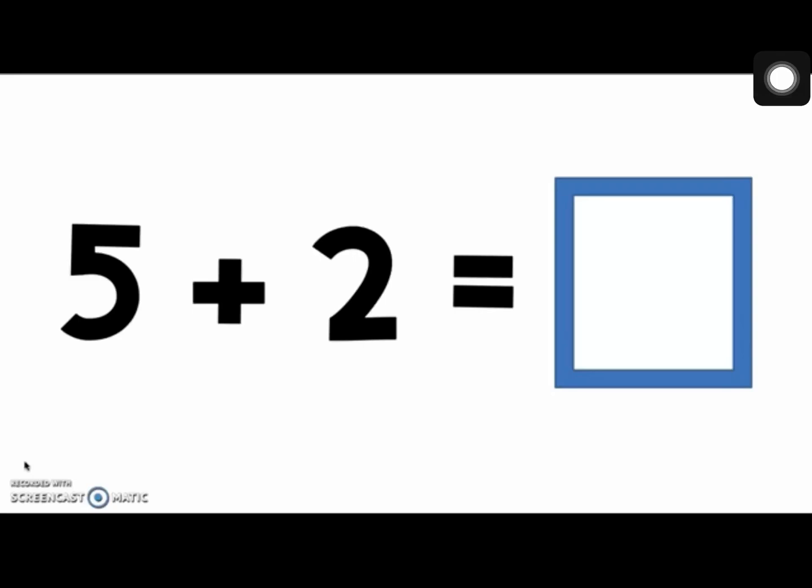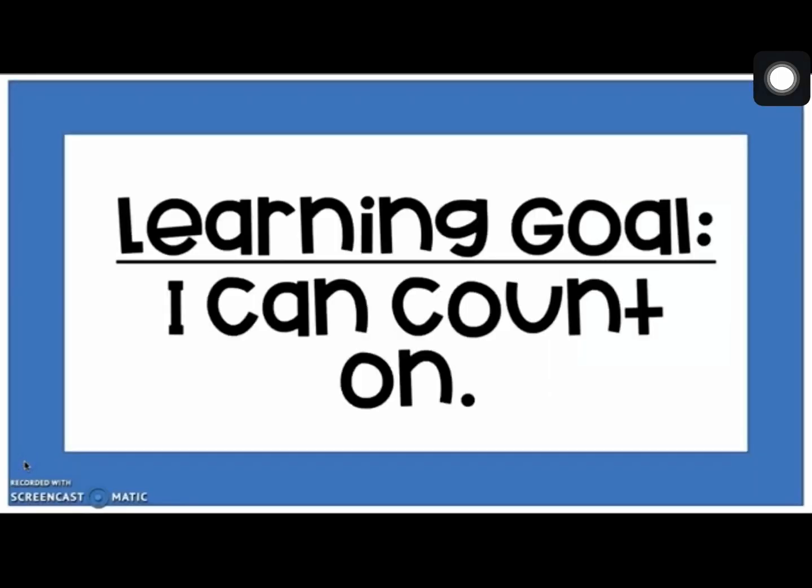If I wanted to, I could draw a picture of 5 and then draw a picture of 2 and then count them all and then write the answer. Or I could draw a 5 group and then 2 more and then I could add those together like that. I could get out my counters. I could do a lot of different things. But then I thought of a strategy that I love to use. And that strategy is called counting on. Which is perfect because our learning goal for today says, I can count on.